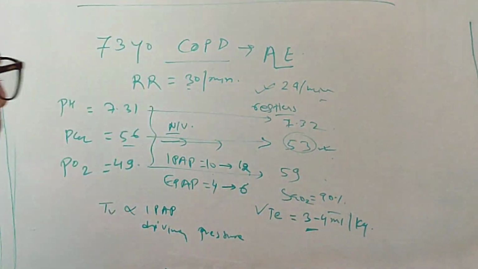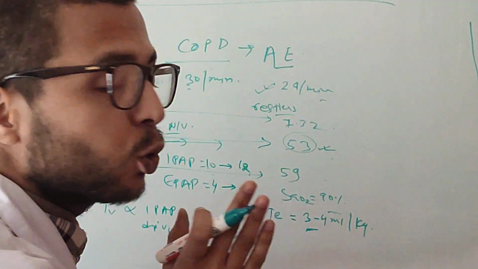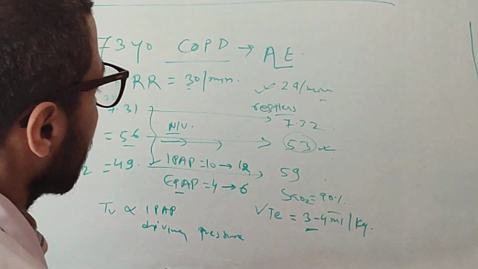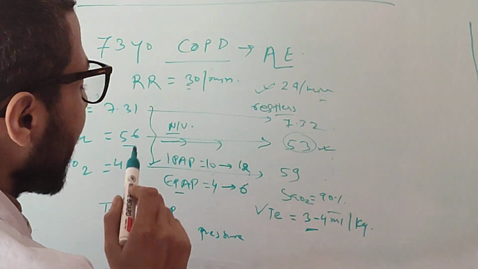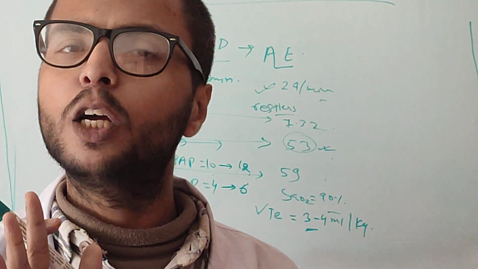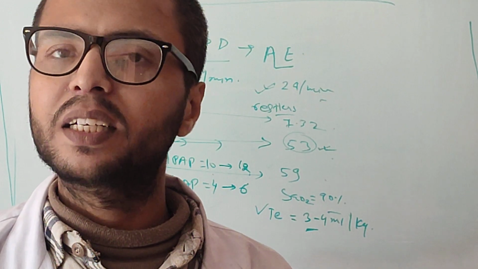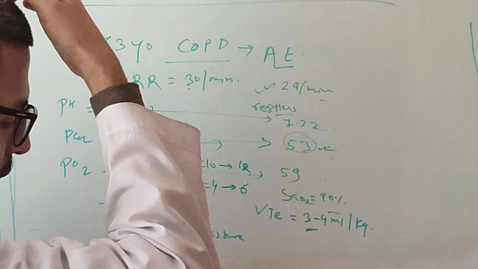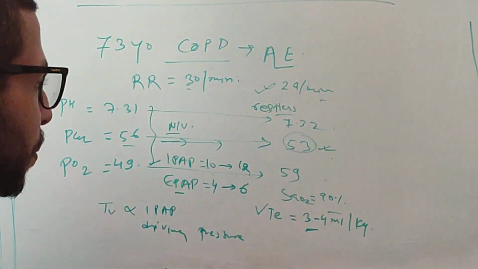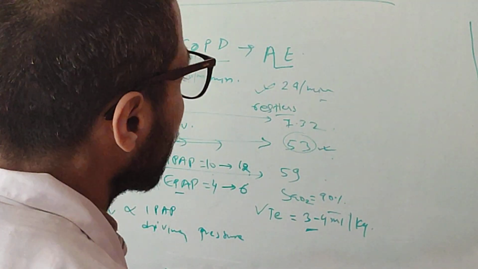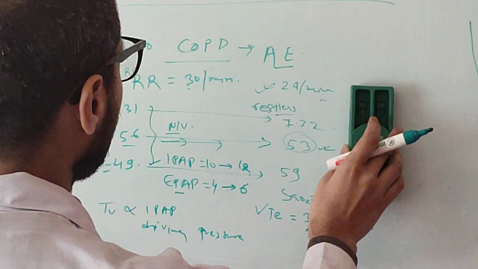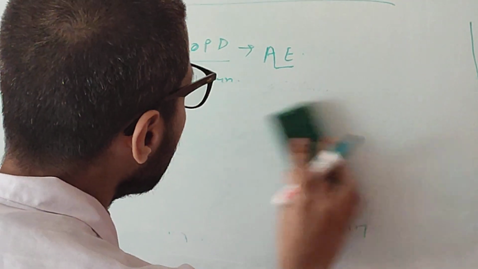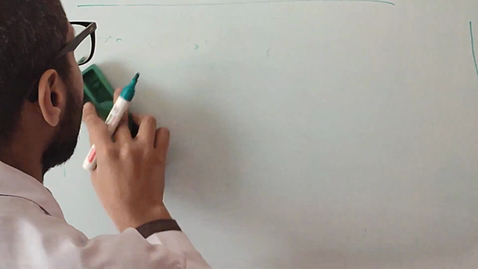So in this condition, what setting do you need to make? You should increase IPAP and you should increase EPAP, both, to maintain the driving pressure, and in this condition you have to increase EPAP to wash out carbon dioxide. Okay, so this is one of the clinical scenarios. I give you this scenario to make you understand how you do the setting in real life.